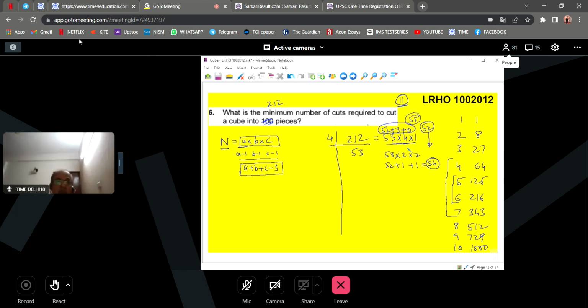See, what I said, I need three numbers whose product should be n. And the second thing I should be doing is that I should be bringing these three numbers closest to each other. That is, the difference of maximum and minimum in these three numbers should be minimum.